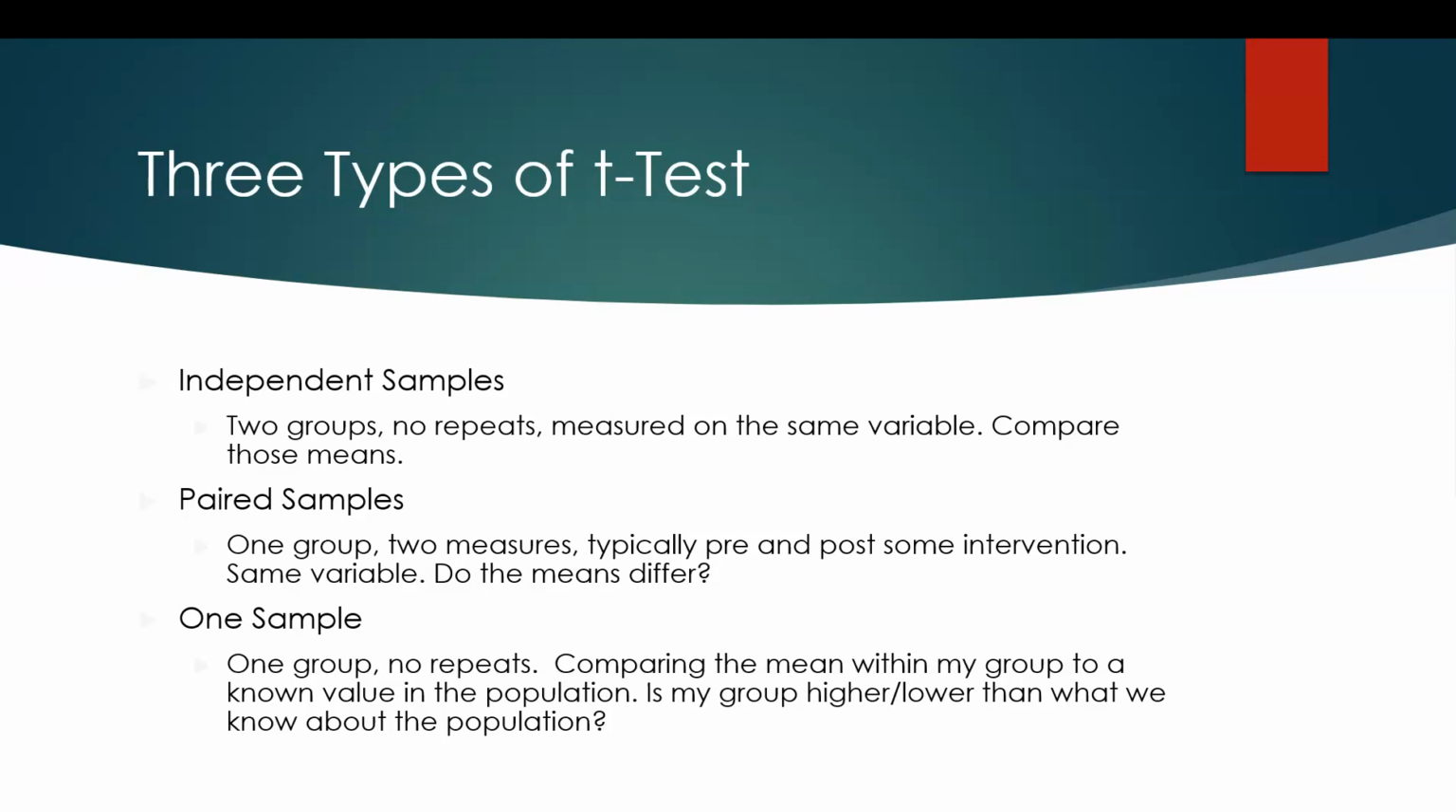And then the one sample, we've got one group, no repeats. We're comparing the mean within my group to a known value in the population. So is my group statistically significantly higher or lower than what we know about the population?